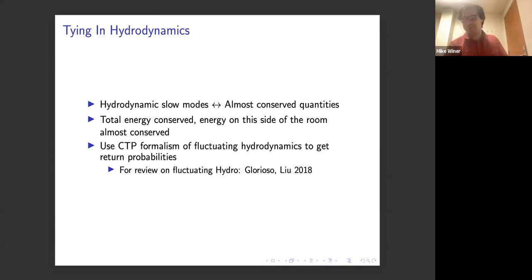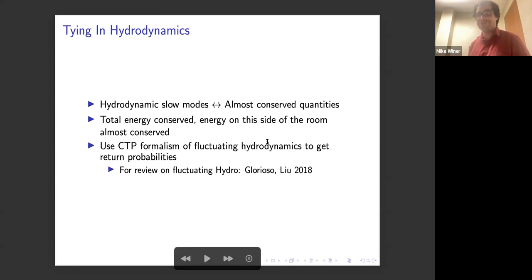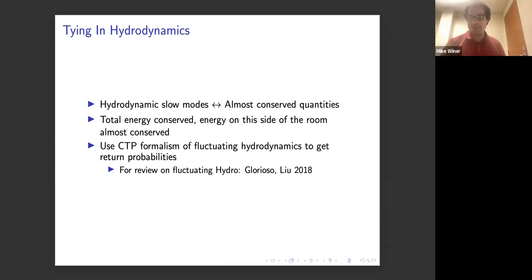But luckily the tools exist to do this. I'm going to review how those tools work really quickly. There's a whole universe of fluctuating hydrodynamics and people studying how to do this. My formulation of choice is the CTP formalism. My favorite review is by Paolo Glorioso and Hong Liu, but zillions of other people have been working on this, including Mike Crossley, Mike Blake, and Sasha Grozdanov. I'm going to stop listing because at this point people should be offended if I forget them, but tons of people have worked on this.